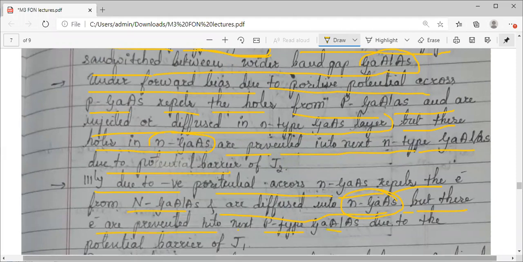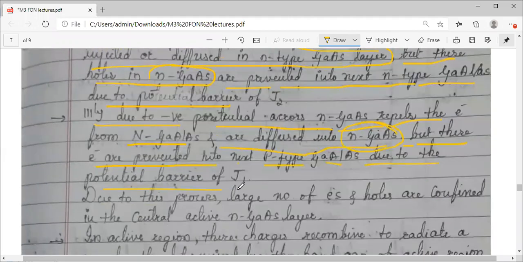Because they are opposite charges, we expect that they'll move, but because of the barrier potential at one more junction, they are restricted in the active region. Due to this process, what will happen in the active region? A large number of electrons and holes are getting confined. They accumulate there, and they are of opposite charges.